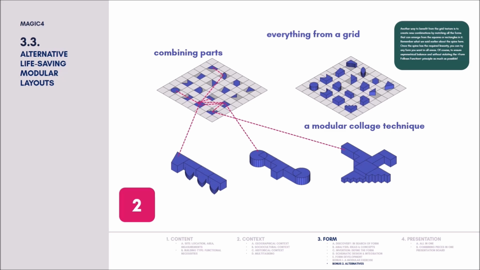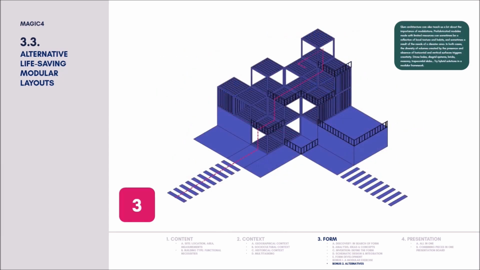3. Parasitic architecture, containers, folding spaces, favelas. Slum architecture can also teach us a lot about the importance of modulations. Prefabricated modules made with limited resources can sometimes be a reflection of local texture and habits, and sometimes a result of the needs of a disaster area. In both cases, the diversity of volumes created by the presence and absence of horizontal and vertical surfaces triggers creativity.